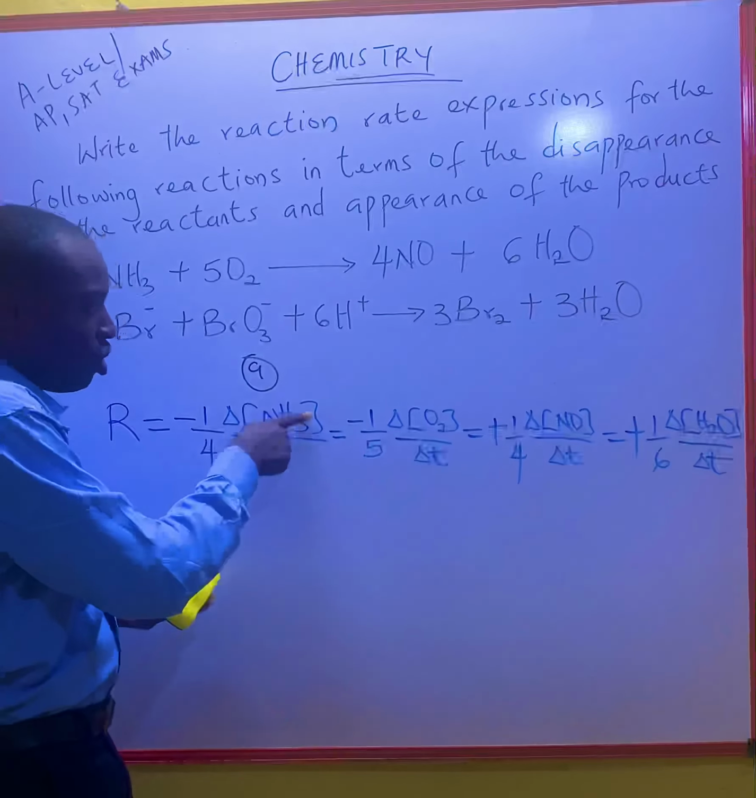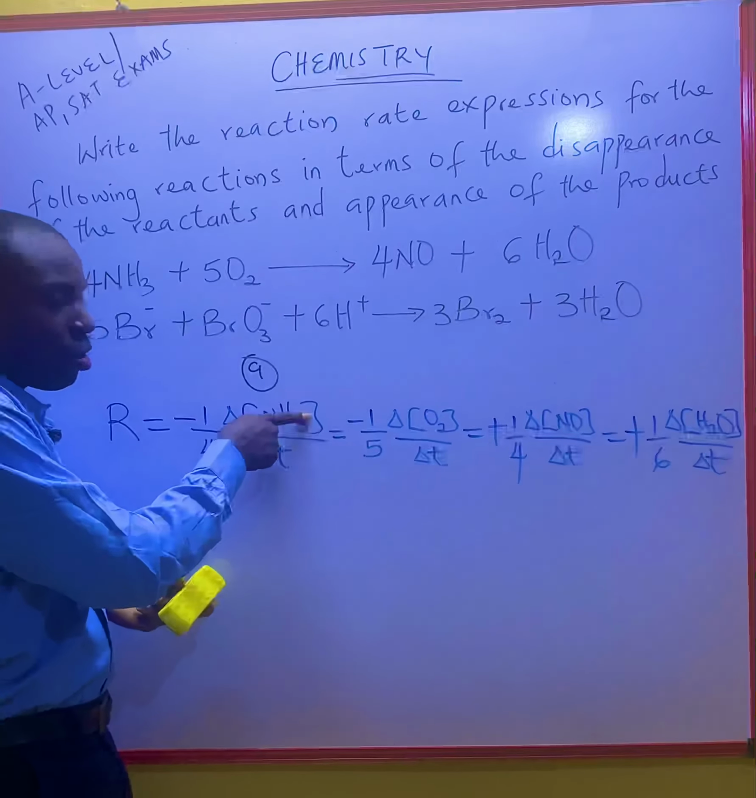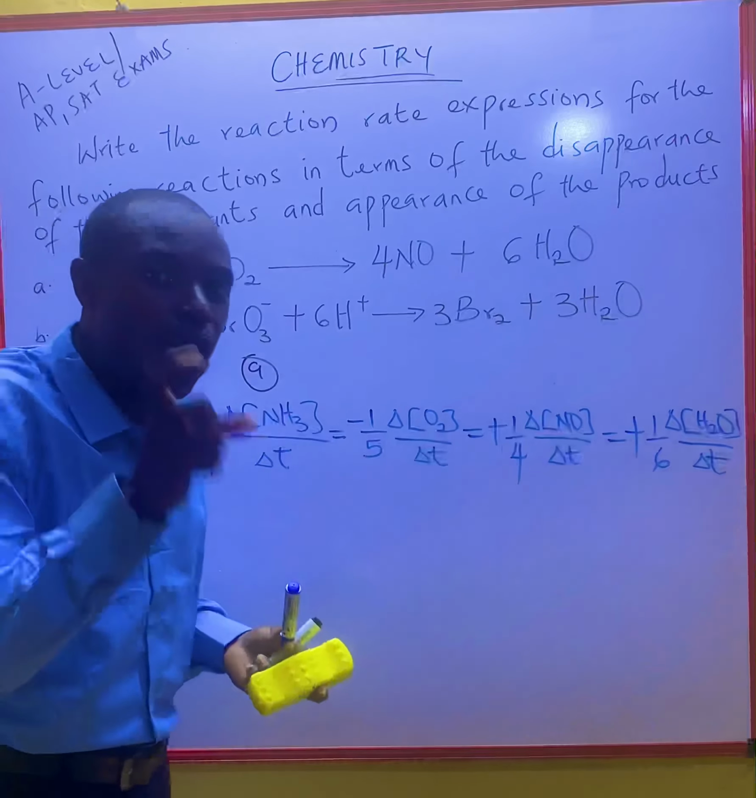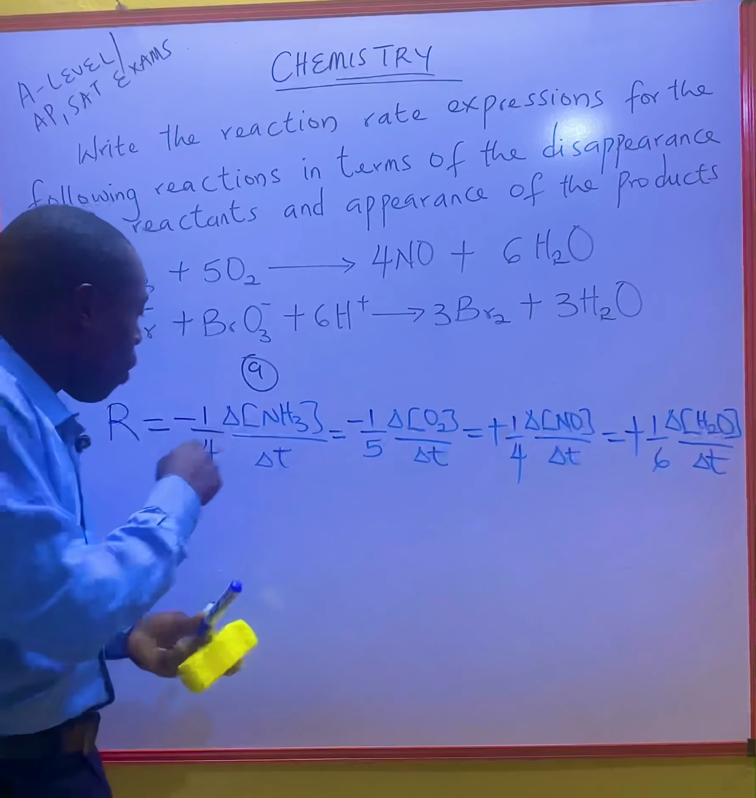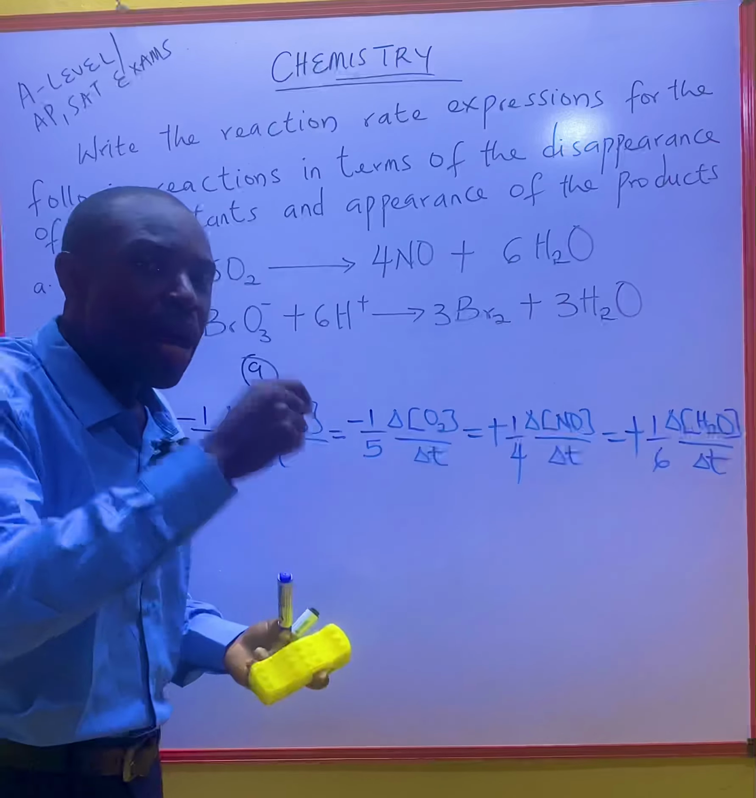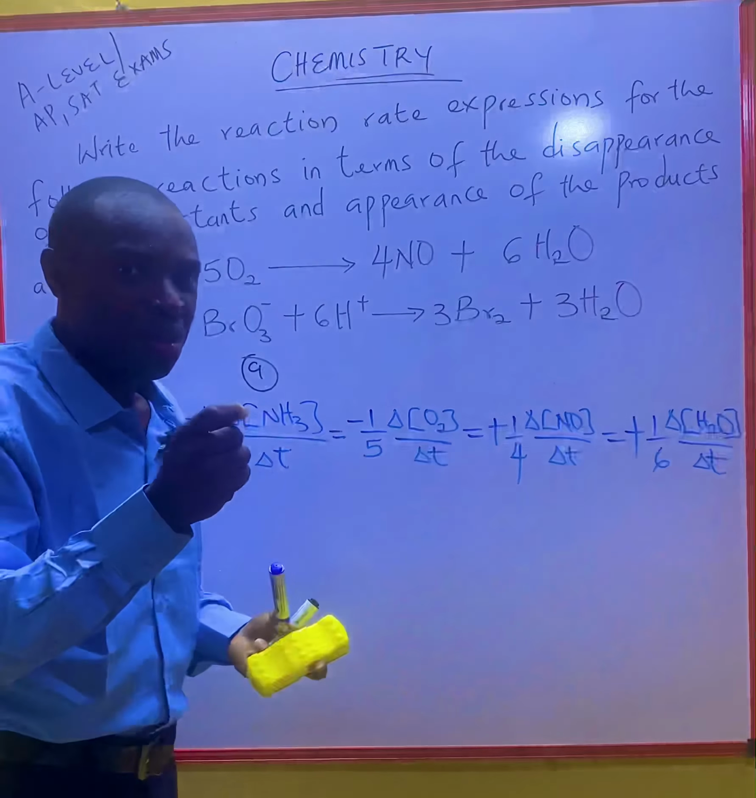Remember, this is change in the concentration. Concentration is in mole per dm cube or mole per liter. That is why the unit of the rate of the reaction is mole per liter per second.